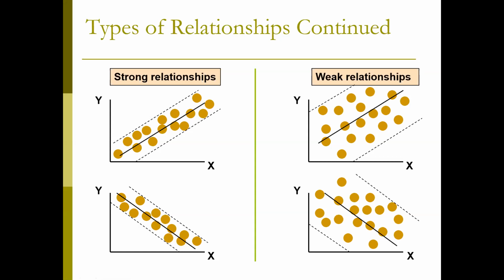We can have a positive relationship that's a strong one. We can actually have a negative relationship that's also a strong one. But when you take a look at this side, these two are an example of a weak relationship, only that this one here is a positive weak relationship, and this one here is a negative weak relationship.